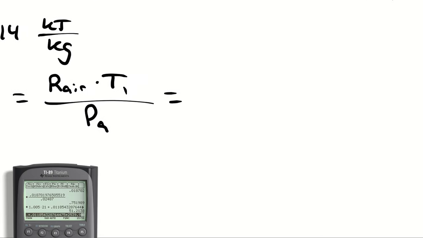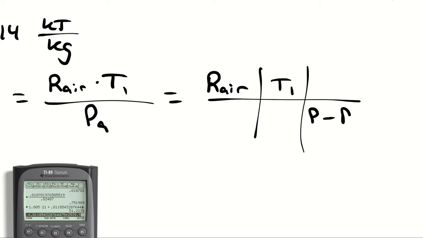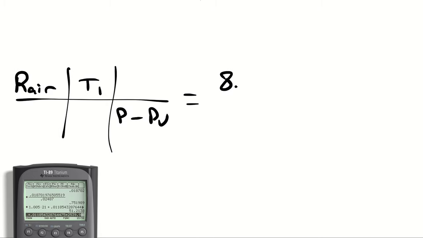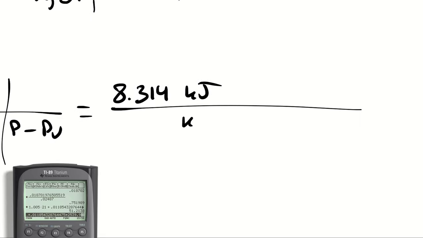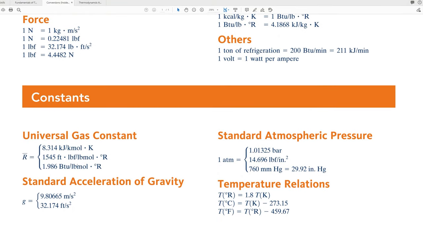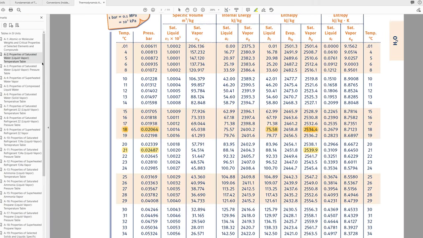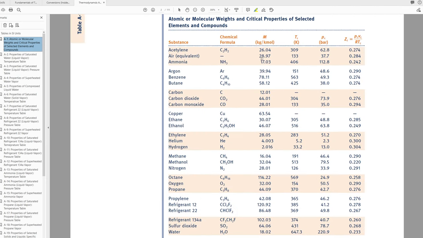So in an effort to avoid calculating one more number, I'm going to write PA as P minus PV. So the specific gas constant for dry air is going to be the universal gas constant divided by the molar mass of dry air, 8.314 kilojoules per kilomole Kelvin, available from the front cover of your textbook, if you don't know that number off the top of your head, available down here. And then the molar mass of dry air comes from table A1, 28.97.